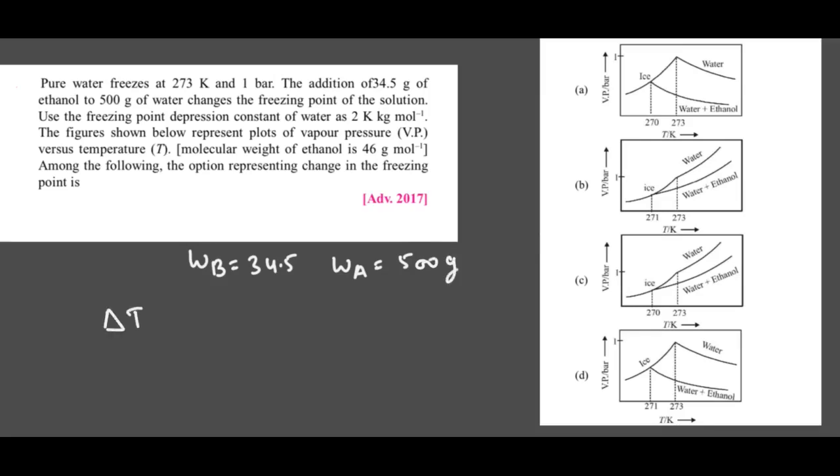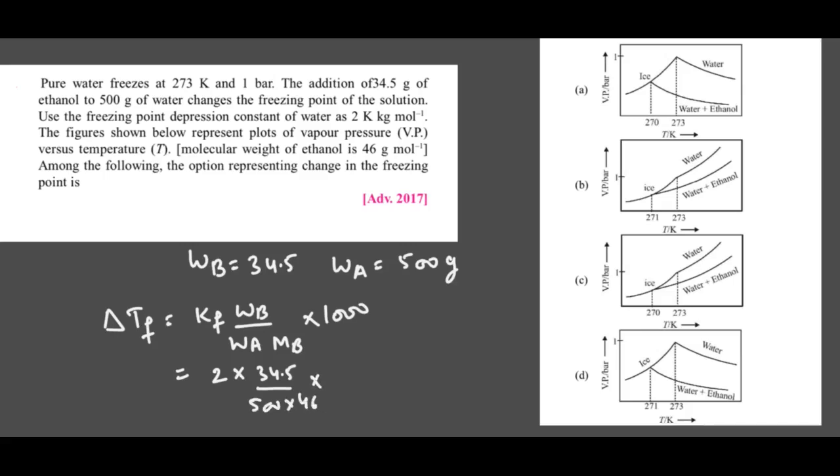Now you know the formula that delta Tf is equal to Kf into WB upon WA into MB, into 1000. Delta Tf is the depression in freezing point, which is not given, so this you can calculate. Kf value is given, Kf is 2, and WB is 34.5. WA is 500 and MB is the molar mass of ethanol, which is also given, that is 46, into 1000. When you calculate, you will get the answer 3. So the depression in freezing point is 3.